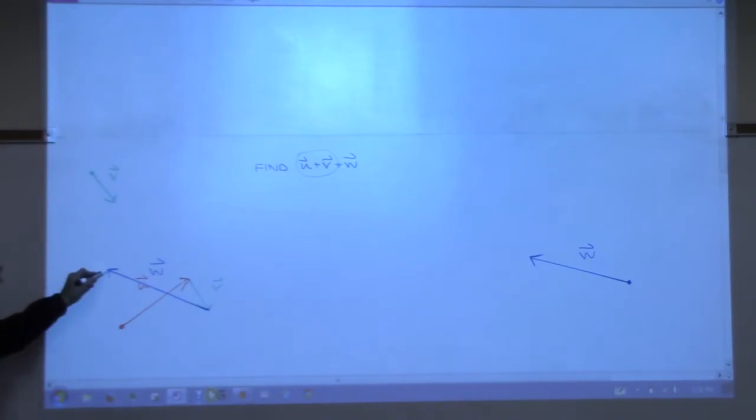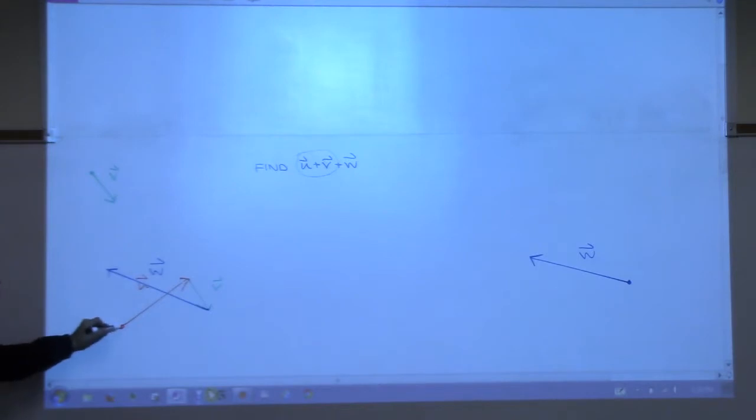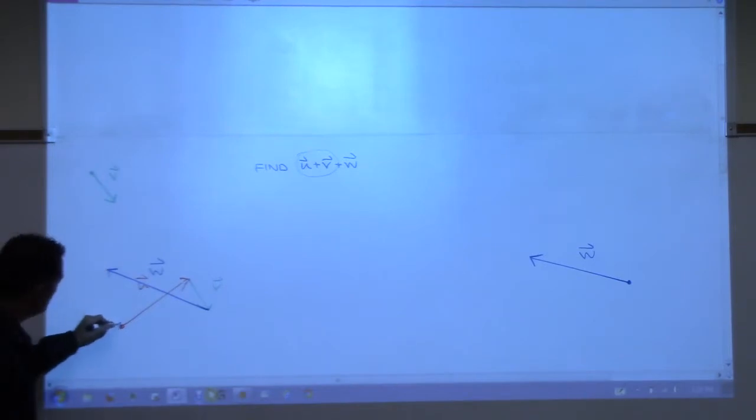From here to where? To the tail of the... To here? Okay, yes, but the other way around. It's going to go from here to here. Yeah. Okay, so it's going to go from here to here. So this is u plus v plus w.